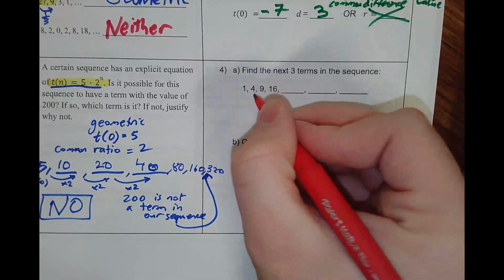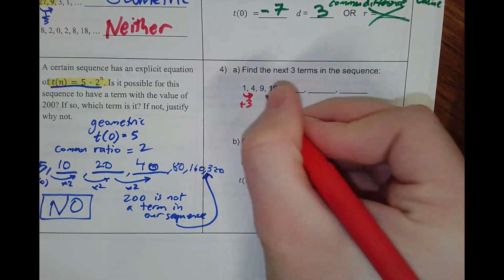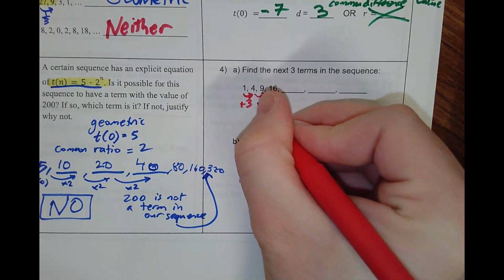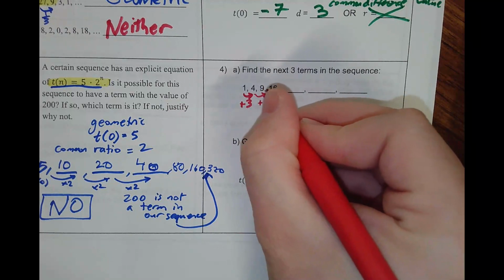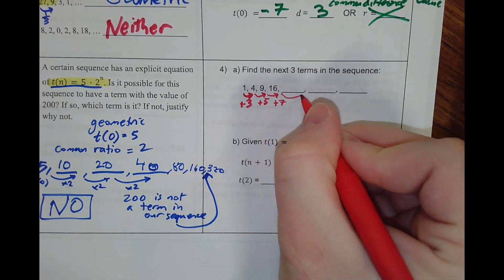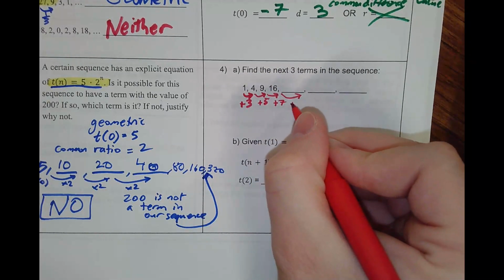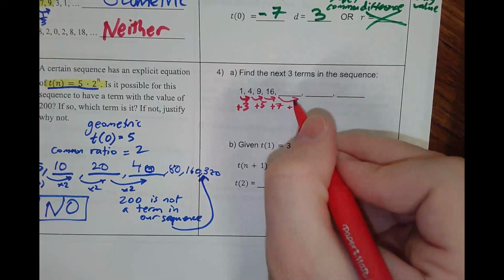The first pattern I can recognize is, what are we adding each time? This one seems to be adding 3. Then it seems to be adding 5. Then it seems to be adding 7. So what do you think we would add to get to the next number? Right? We can see that these are all the odd numbers that we're going to continuously add the next number.